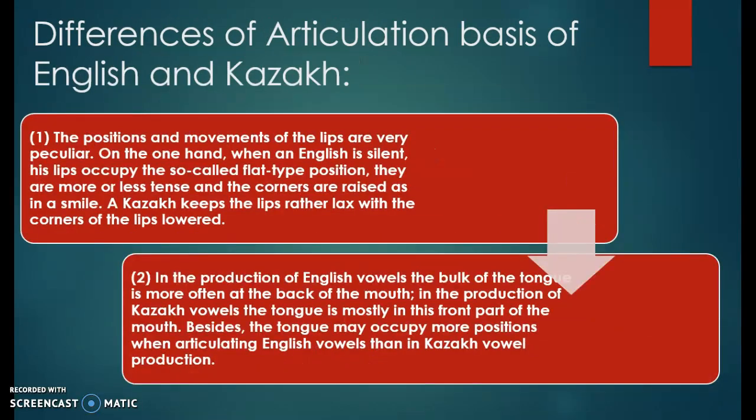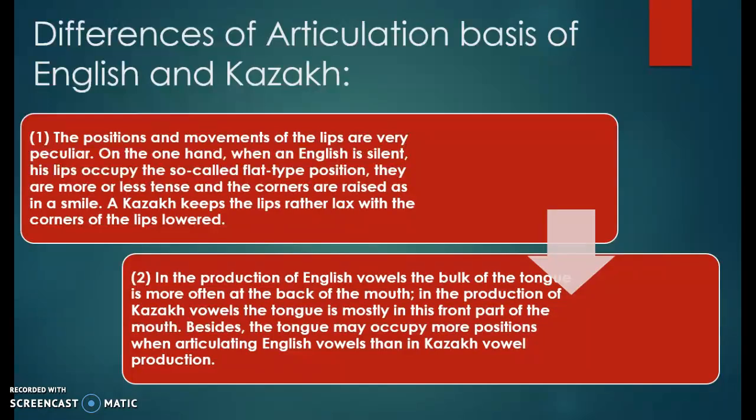Differences of articulation basis of English and Kazakh. It has four differences. For example, the first one, the positions and movements of the lips are very peculiar. On the one hand, when an Englishman is silent, his lips occupy the so-called flat type position. They are more or less tense. The corners are raised as in a smile. A Kazakh keeps the lips rather lax, with the corners of the lips lowered.